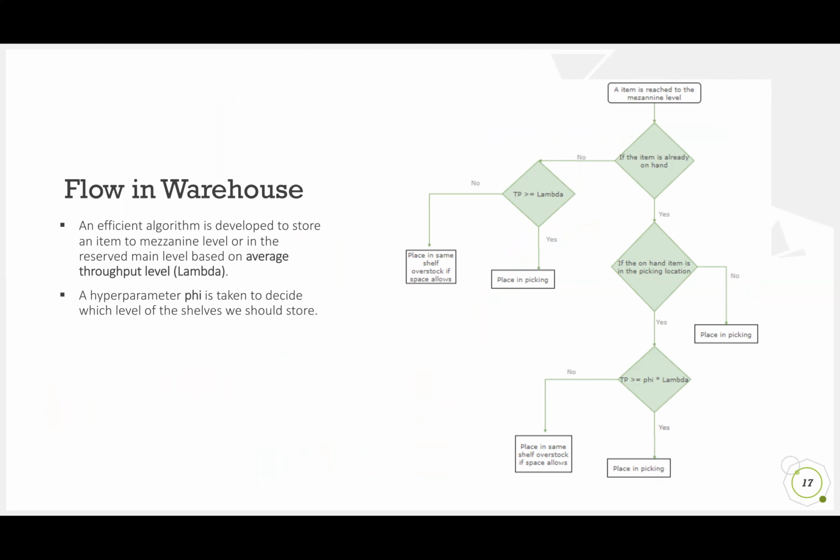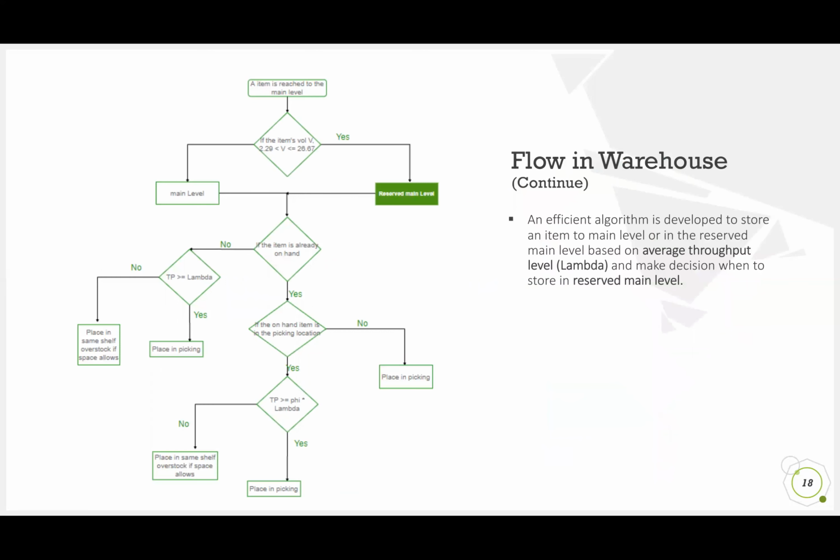For how things are going to be stored in the warehouse, we have proposed an algorithm. This algorithm will take the average throughput level lambda, and based on that, it will make a decision on where to put items: should I put in the picking location or in the overstock location? The main level works the same way, but before I send the products to the main level shelves, we decide whether to put them in the main level or the reserve main level.